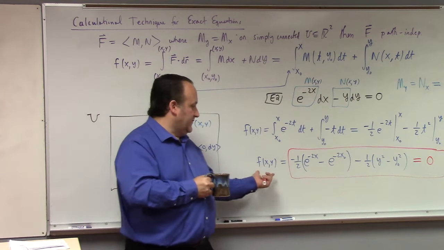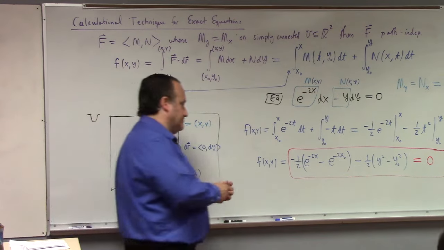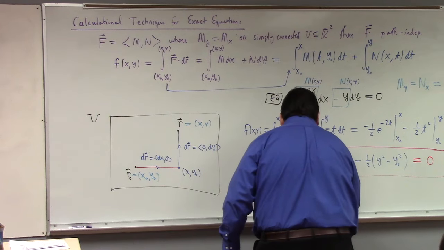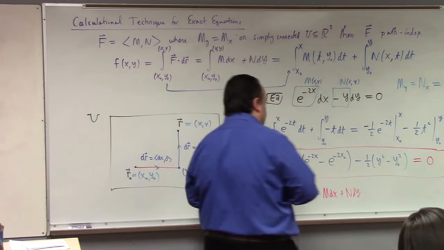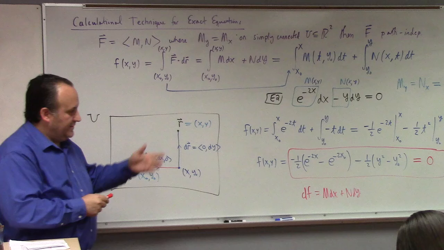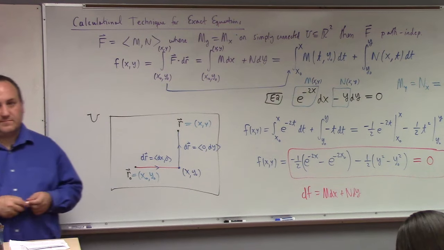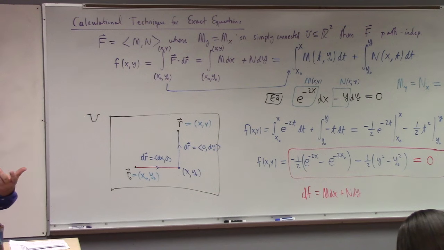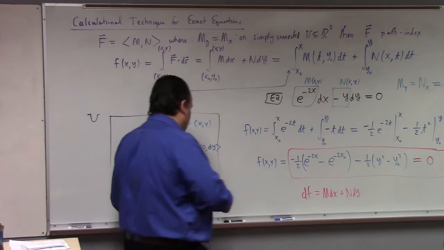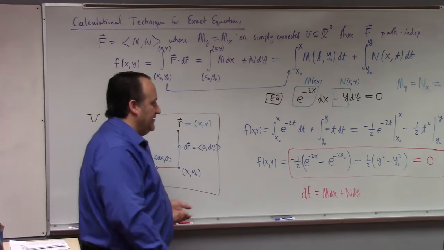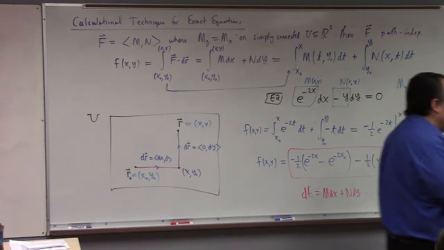But it's also true that the differential of f is what? M dx plus n dy, right? By construction. Which means that what I've boxed is a solution to the differential equation. But it's not just any solution. It's the solution which goes through the point x naught, y naught. So if you don't like fitting in the values, you can also use this sneaky integral technique. I don't know if it really helps that much, but if you're having trouble calculating the f for exact equations, I guess this is a method.